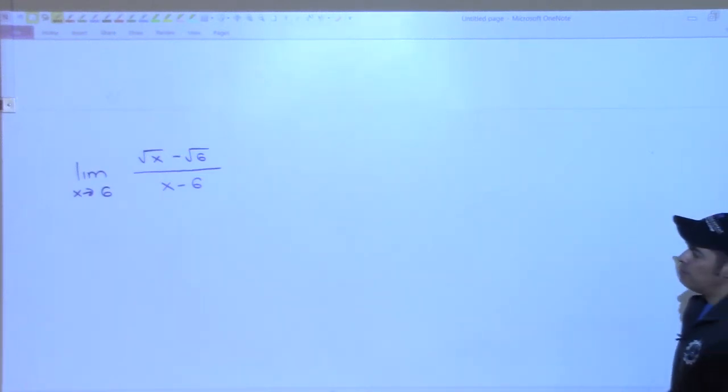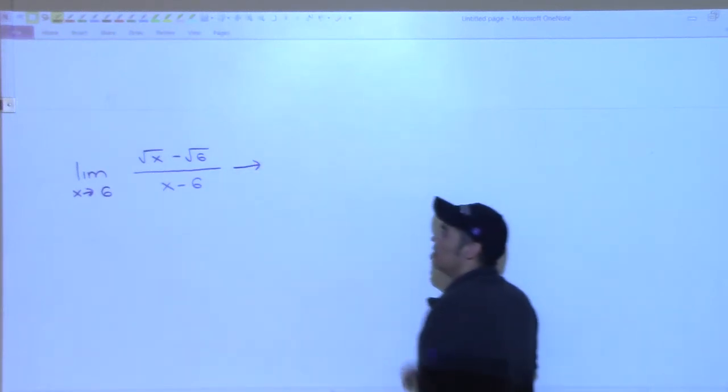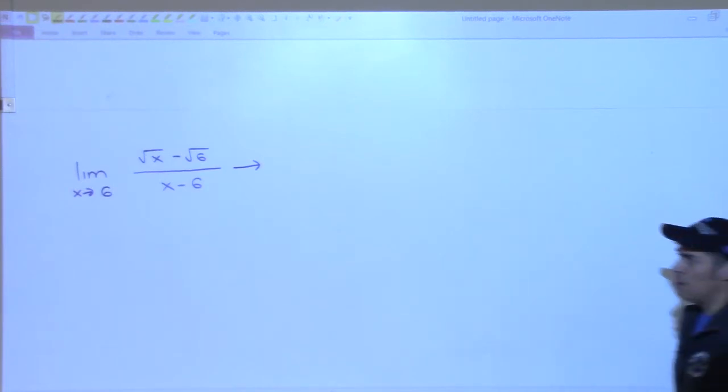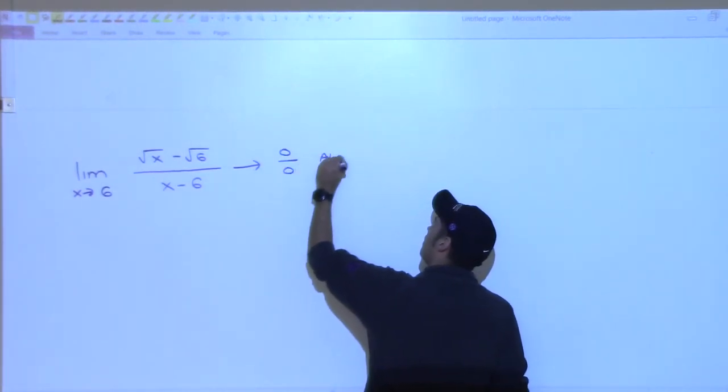So what is happening here as you let x go to 6? What are you going to get here? 0 on the top. Everyone good with that? Root 6 minus root 6 is 0. Okay, the bottom? 0. Okay, so this is bad. We're going to do some algebra.